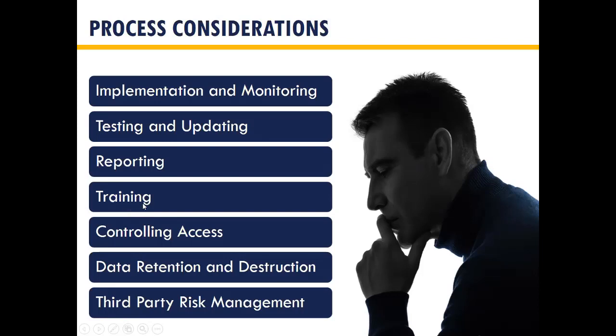Training. People are your biggest issue when it comes to cybersecurity. We need to make sure that our people are trained and up to speed on how they play an important role in keeping our organization secure. And controlling data, we've talked a little bit about that. Controlling access specifically to data, making sure that people only have access to the things they need. And then data retention and destruction. All the experts are agreeing, and I read that quote earlier. But if you don't need it, make sure you're getting rid of it.